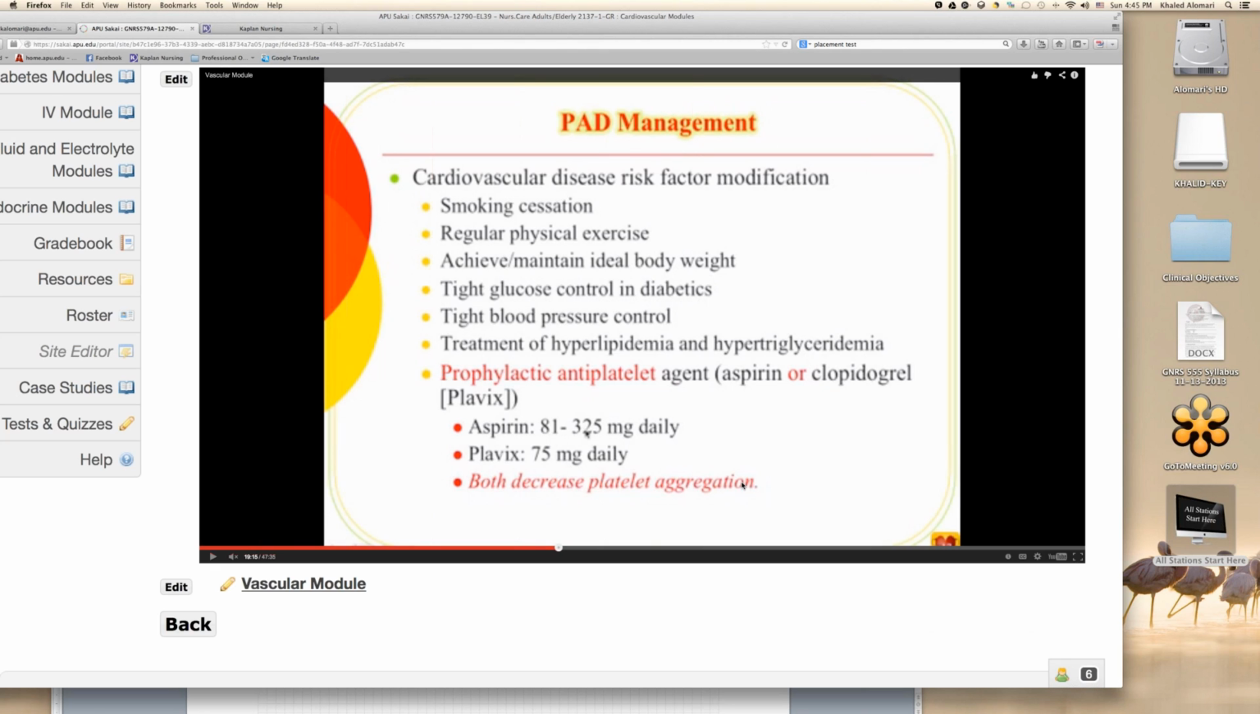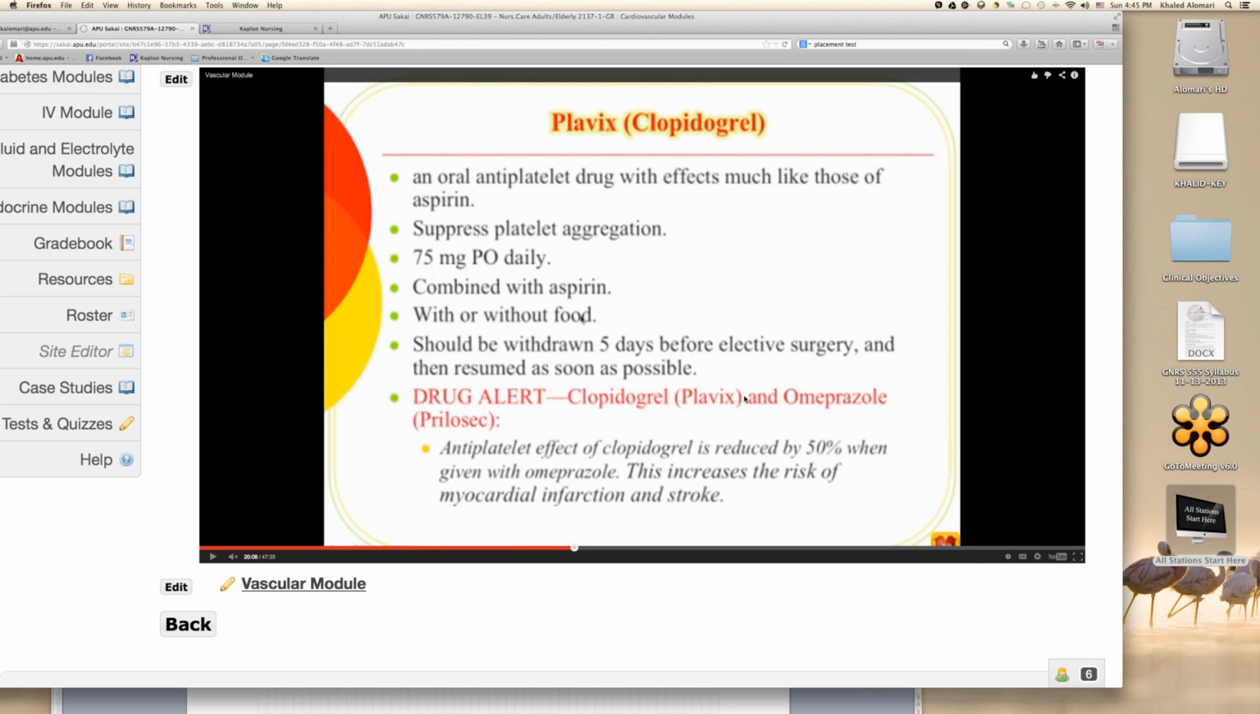That's a good question. It's not common, but if you have a patient who's taking both, I highlighted that because it's an NCLEX alert. It's not in your book, but it's an NCLEX alert. So Plavix with omeprazole, the Plavix becomes ineffective. So we have to double the dose sometimes, if the patient must take omeprazole. If they don't have to, we just avoid it.